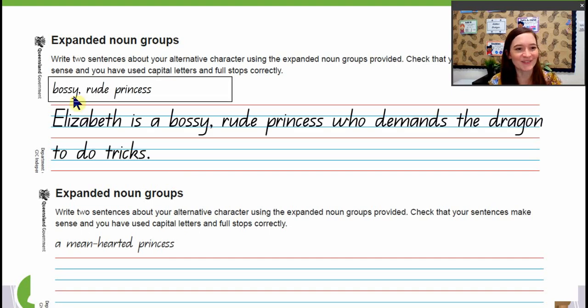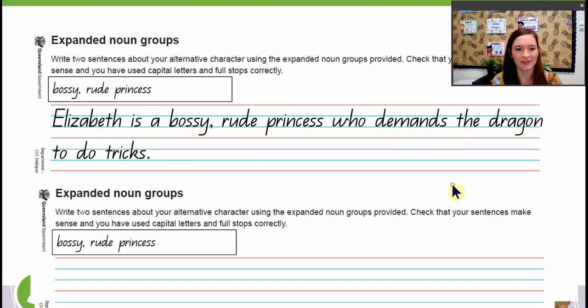Alright, so we've got a noun group here. Bossy, rude princess. So that's describing Elizabeth. So I need to put that into a sentence to make my sentence sound a bit more interesting. So I could say Elizabeth is a princess who demands the dragon to do tricks. But that could be boring, so I want to put in some extra words to make my sentence more exciting. So I've got Elizabeth is a bossy, rude princess who demands the dragon to do tricks.